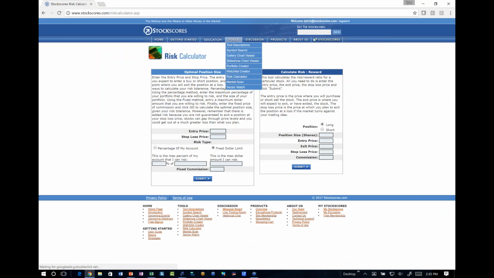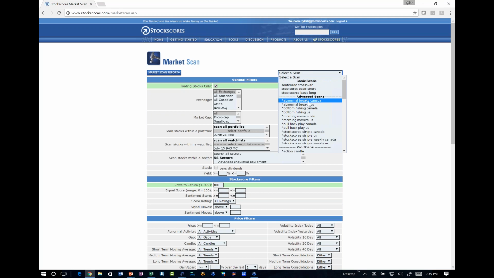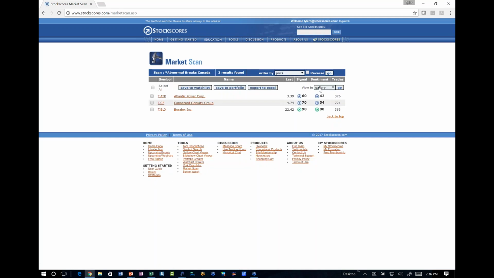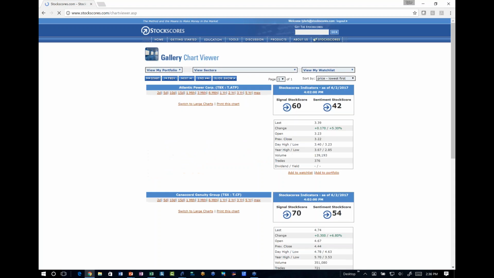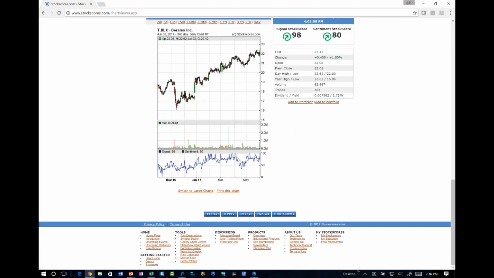The first night we'll do them slower, maybe not do as many market scans. We'll do Abnormal Breaks Canada, run the scan, select all, and view the charts together, and I'll explain why I like something and why I don't like something. As the lessons progress, we'll do them a little quicker and try to do more of them.